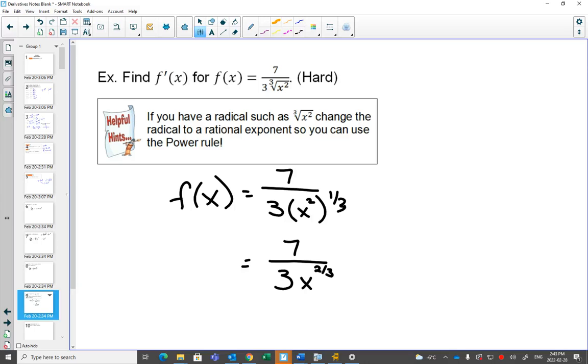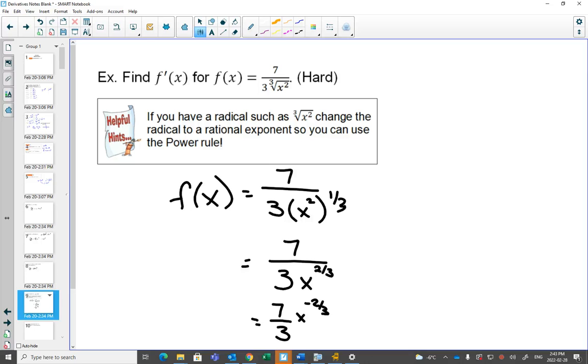If you did that immediately from the initial one, perfectly fine. If you can do that mental math in your head and put them together, that's perfectly fine. Is it in the form yet? No, because our power is in our denominator. So we have to do one more step. Move it to our numerator, which will give us an x to the negative 2/3.